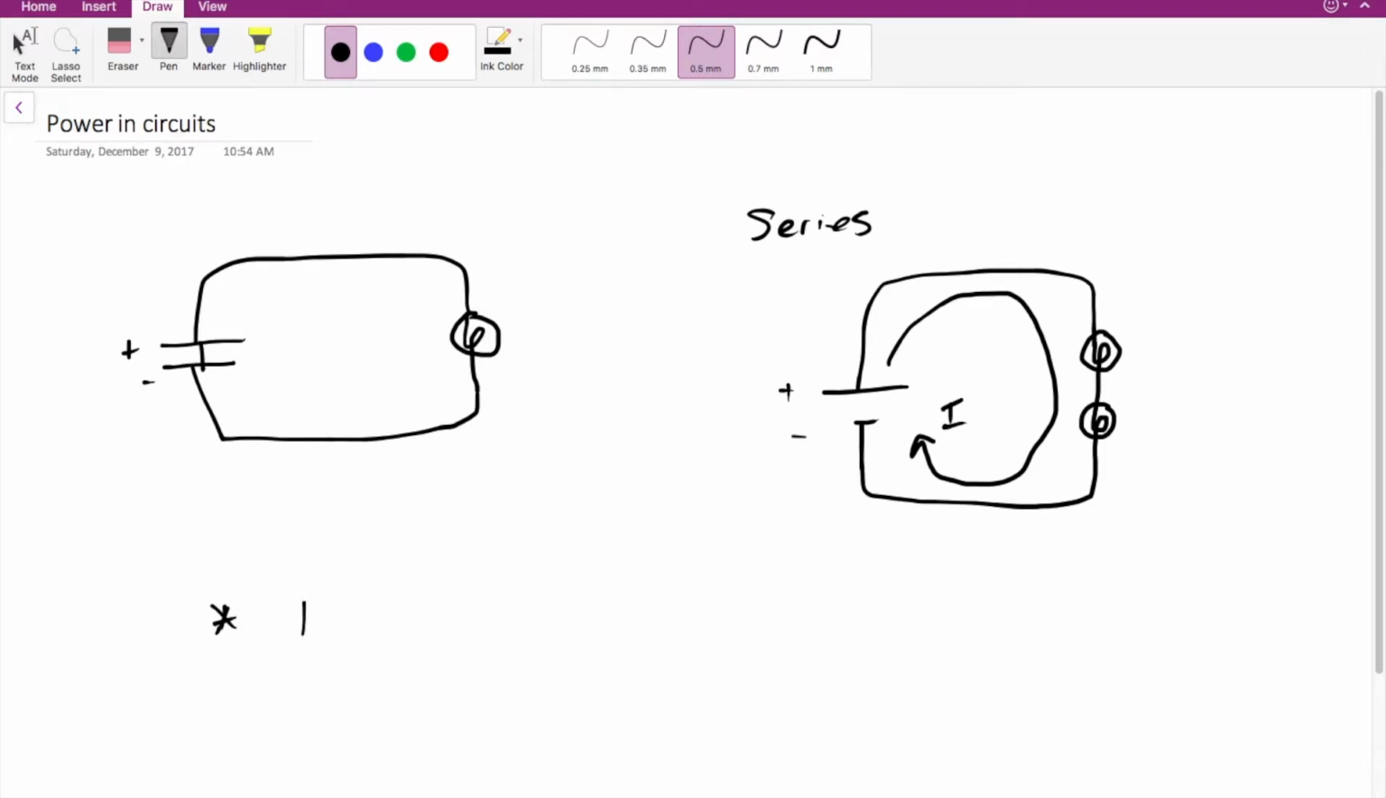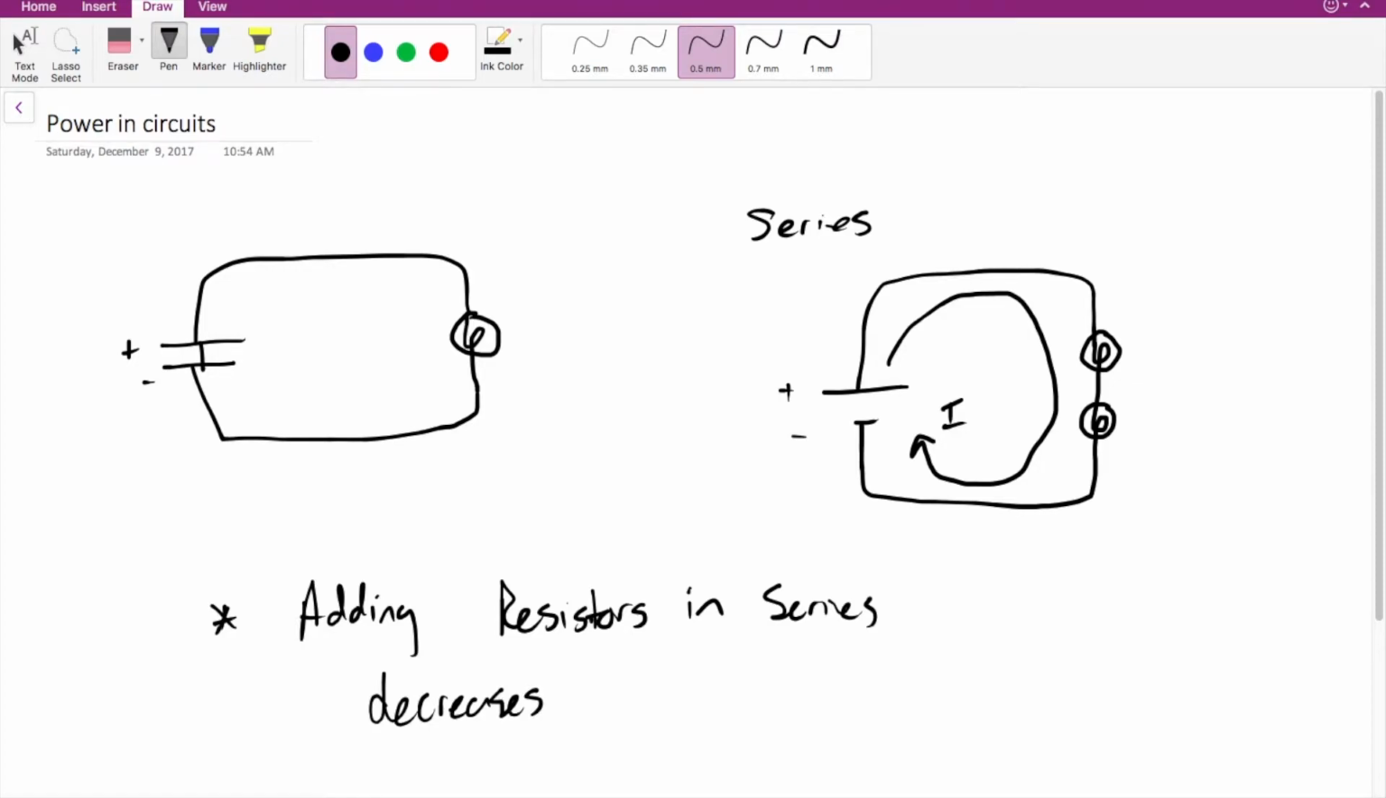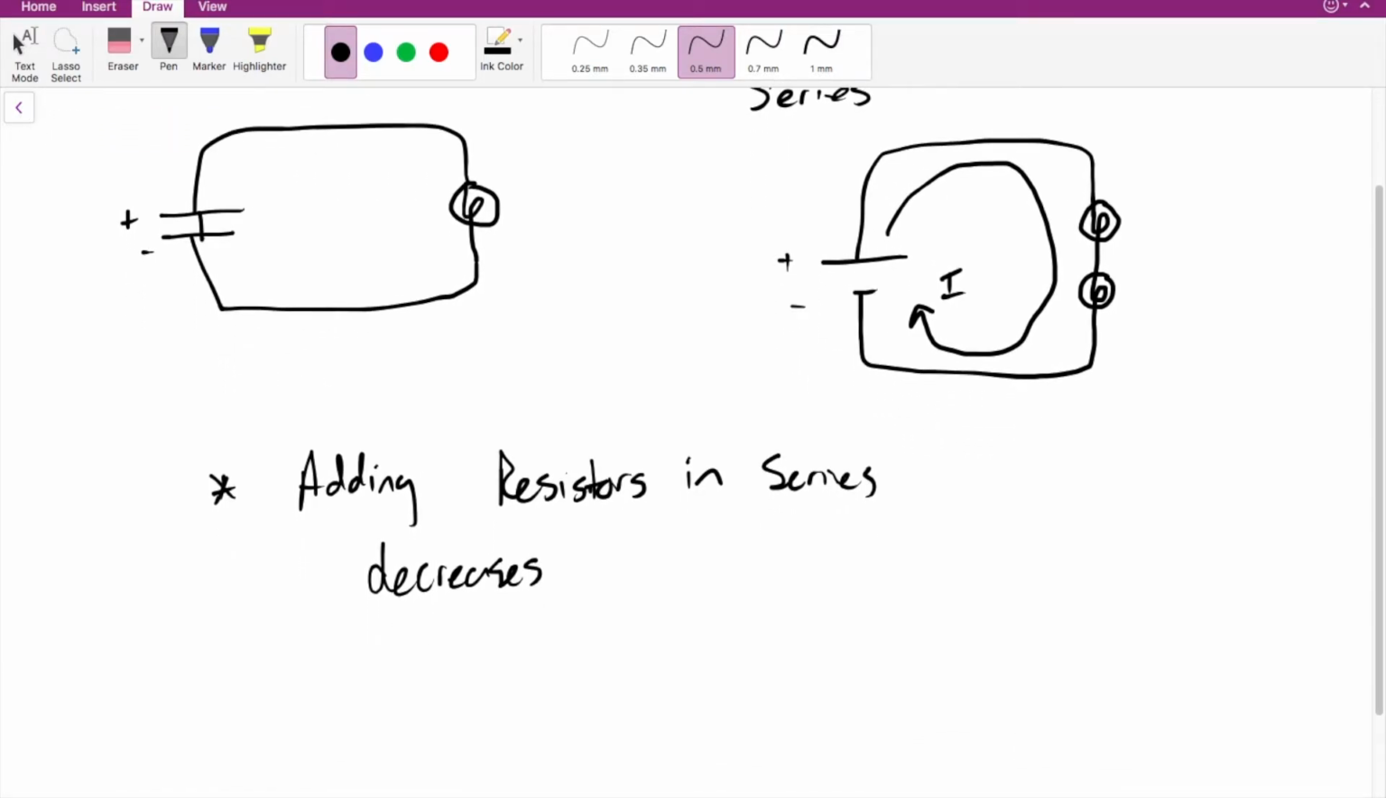So adding light bulbs, and therefore resistors, in series actually decreases current. And so by adding resistors in series, we are increasing the total resistance of our circuit. So adding resistors in series decreases I, which means that R increases.